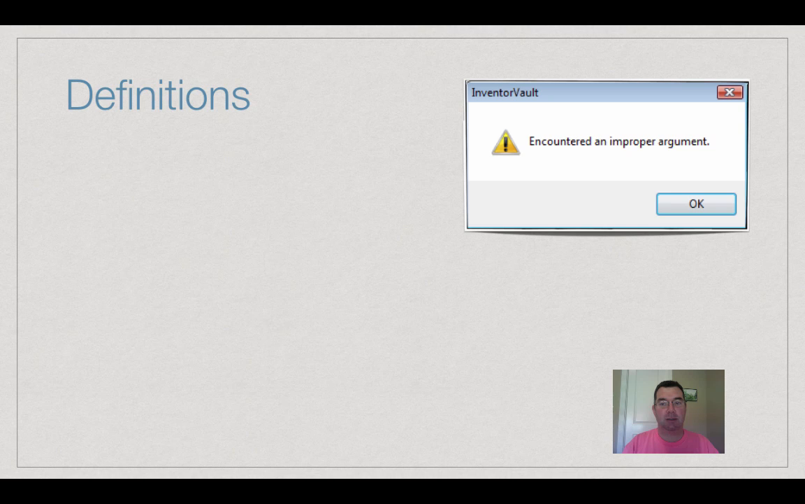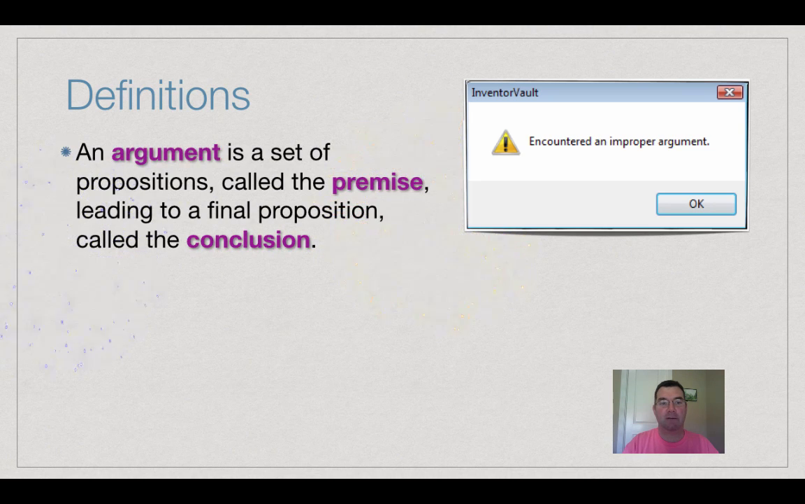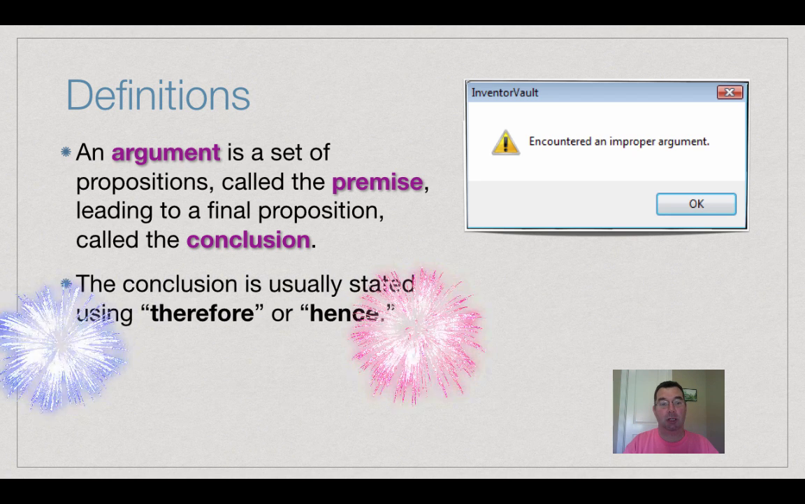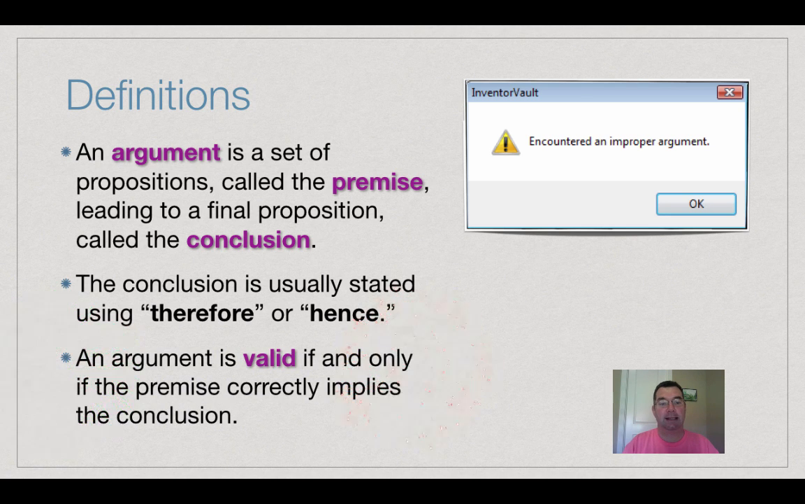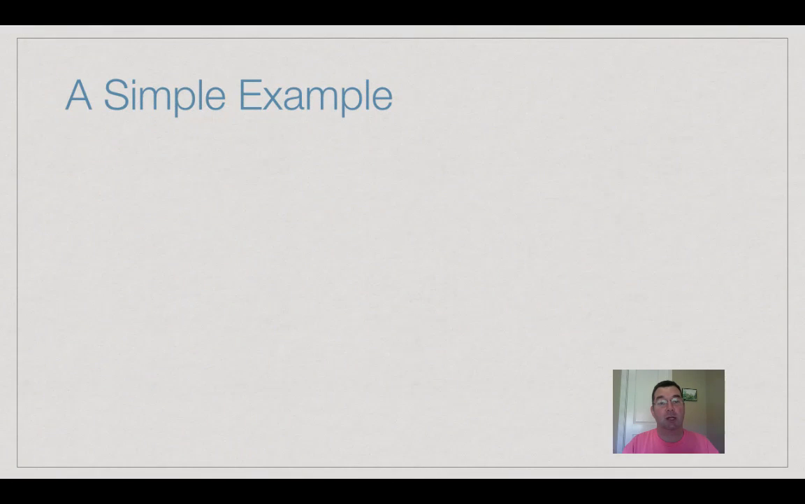So let's do this. We're going to, as usual, define a few things. We're going to say that an argument is the set of propositions called the premise. And that's going to lead to a final proposition, which is called the conclusion. And the conclusion, you can tell where it is because it's usually got the word therefore or hence in it. So an argument is going to be said to be valid if and only if the premise correctly implies the conclusion. And we're going to show how to use truth tables to do that.